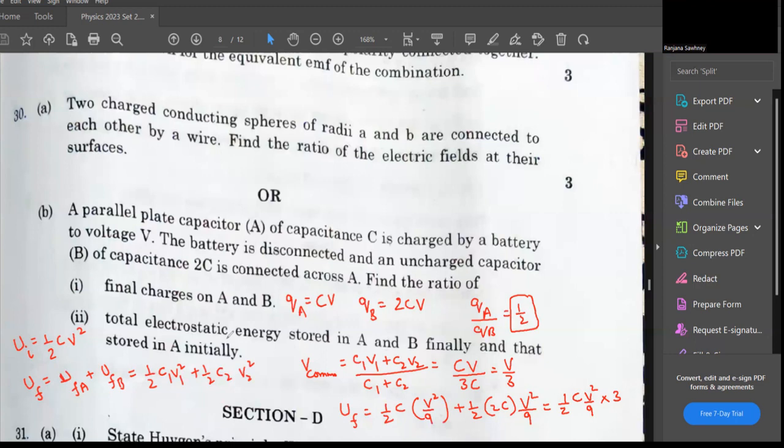Now here you have to find out the ratio of the final energy to that of the initial energy. Ratio of the final energy to the initial energy. So what do you get? 1:3. So what is the ratio? It is 1:3.